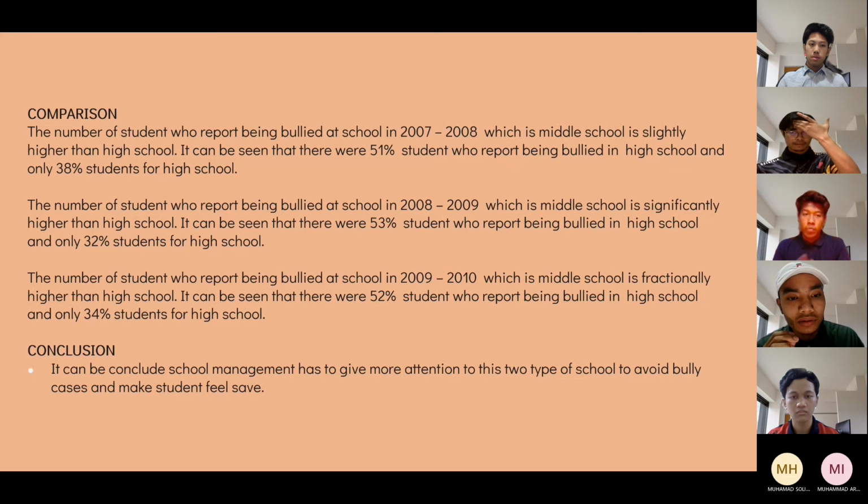Next is the number of students who report being bullied at school in 2009 to 2010, which is middle school, is fractionally higher than high school. It can be seen that there were 52% students who report being bullied in middle school and only 34% students for high school. So for the conclusion, it can be concluded that school management has to give more attention to these two types of school to avoid bullying cases and make students feel safe. Okay, the last one is next.